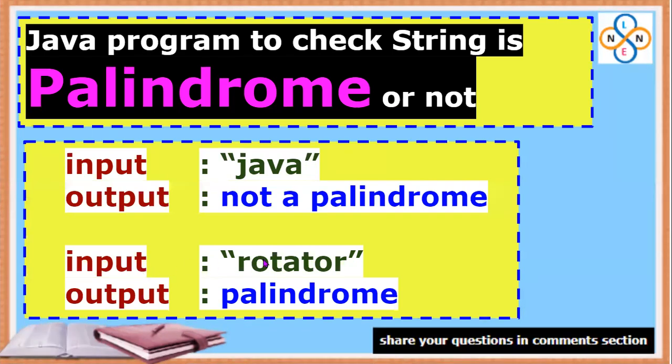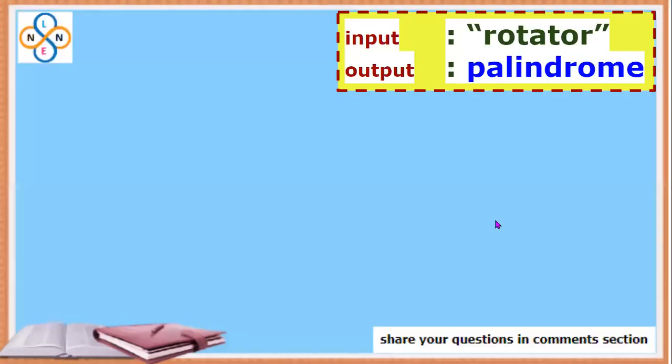In the second example, rotator, if you read from left to right or right to left, the word is the same as rotator only, therefore it's a palindrome. So now let us understand how we write the logic for this. To understand this, let me go through a clear approach by using the corresponding string methods.